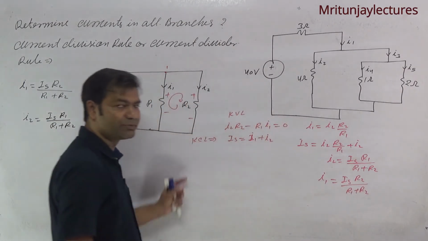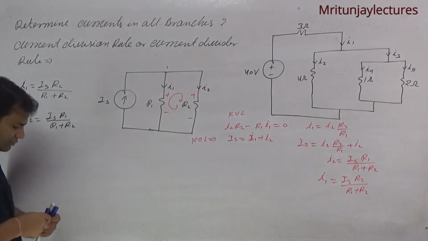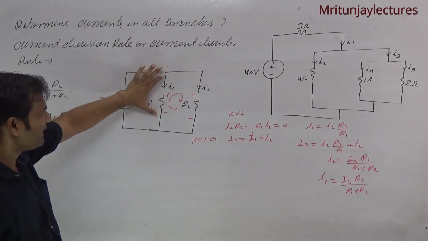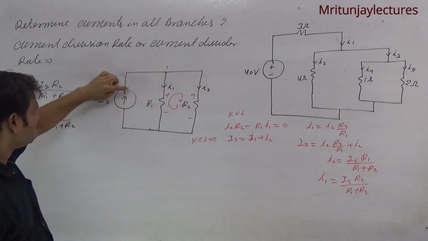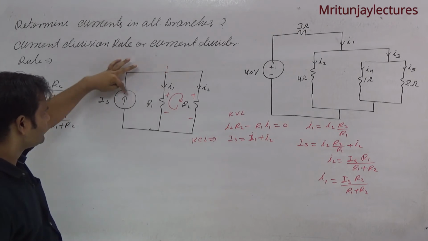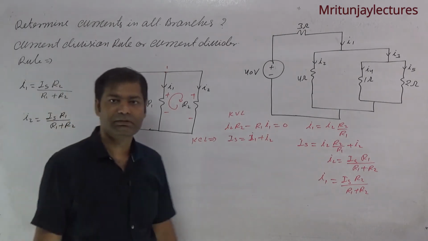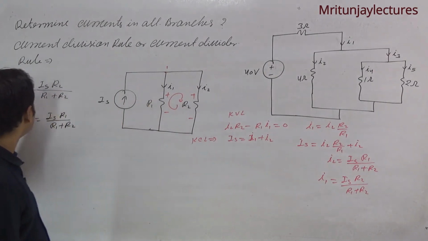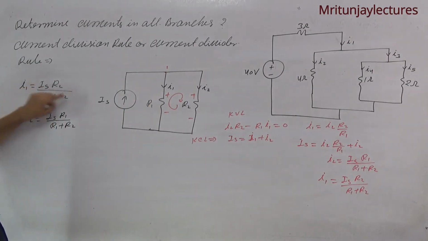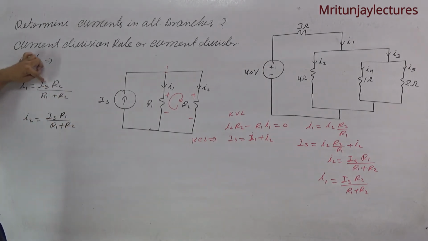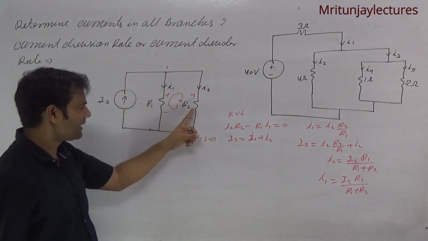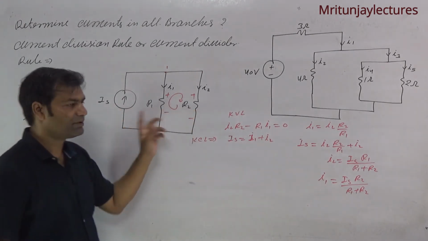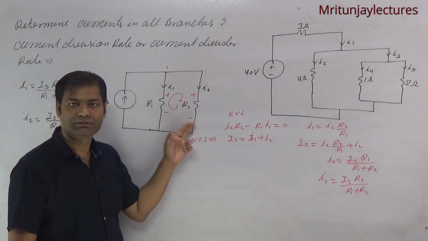Means if you have any doubt, then prove it. How to remember? If you determine I1, and the direction of I1 is opposite to the IS, clear? Then I1 is written as positive: plus IS into the parallel side resistance, that is R2, divided by the sum of both resistances.